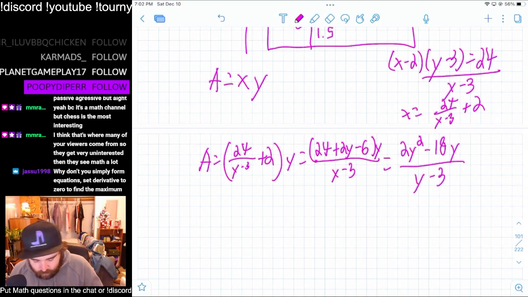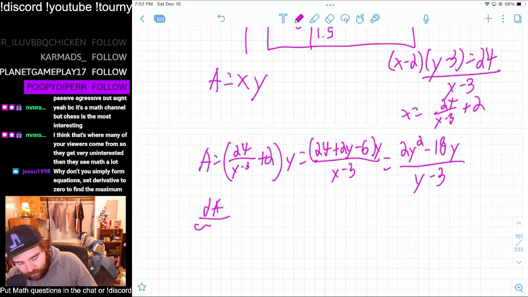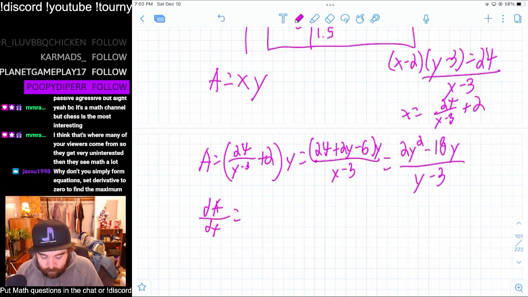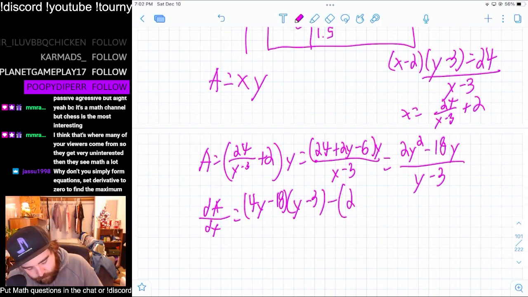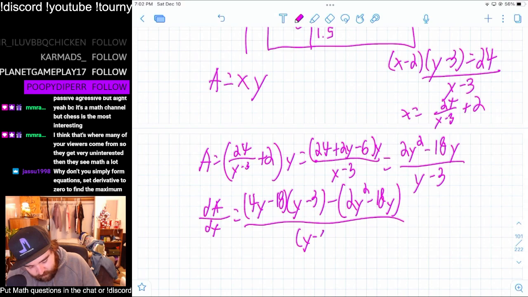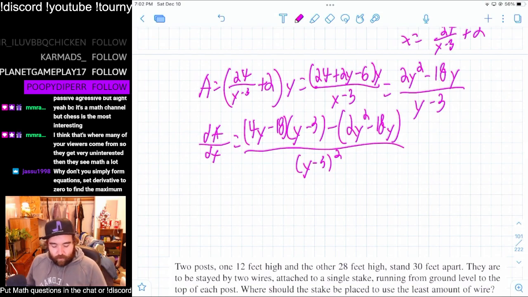So now we've got to take the derivative of that. So dA over dy is quotient rule. So the derivative of the top, 4y minus 18 times y minus 3, minus the original of the top, 2y squared minus 18y times the derivative of the bottom, which is nothing. All of that over y minus 3 squared. Holy moly.